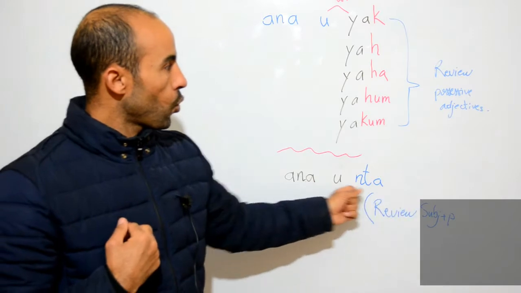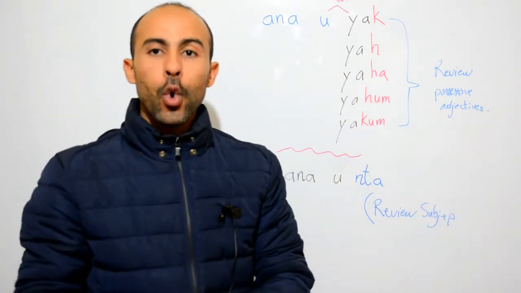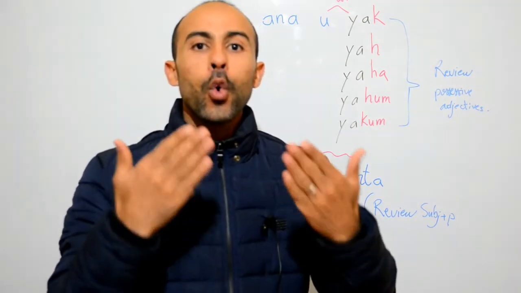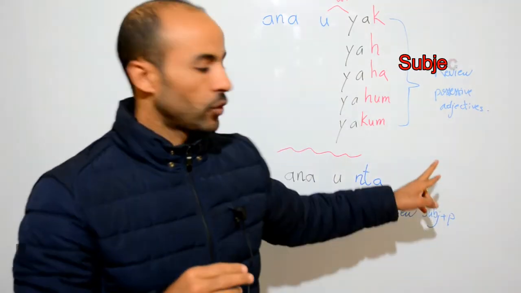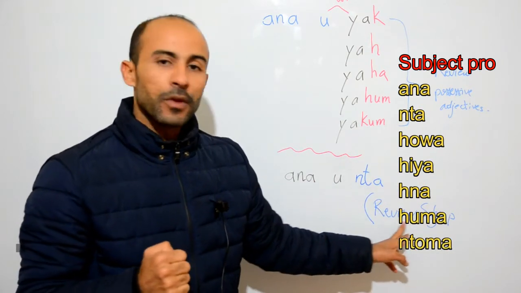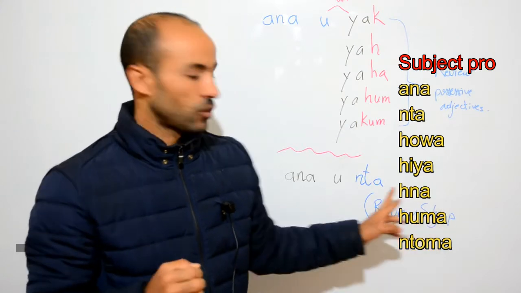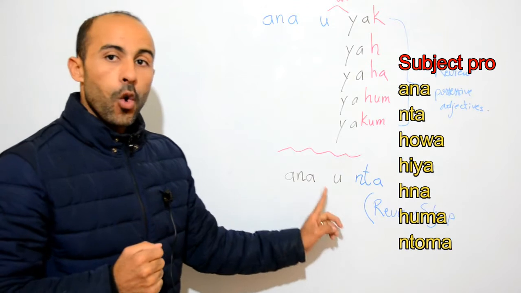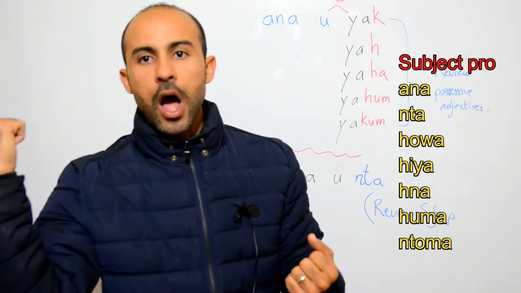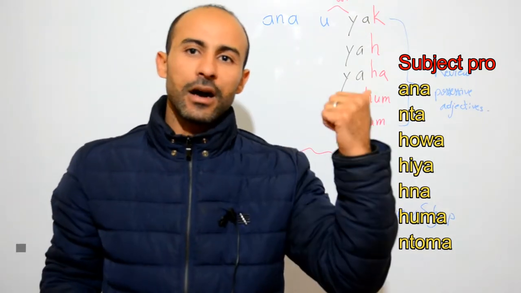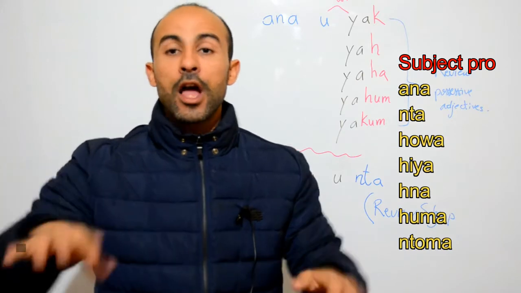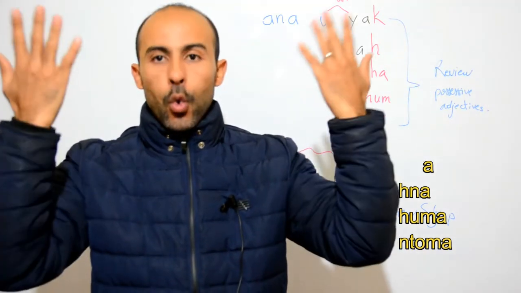Anna, u, huwa, which is I and he. Anna, u, hiya. To review these subject pronouns, you go to my video where I taught subject pronouns and you will find them, and then you use this form: Anna u plus a subject pronoun. Anna nta huwa hiya hna ntuma huma.